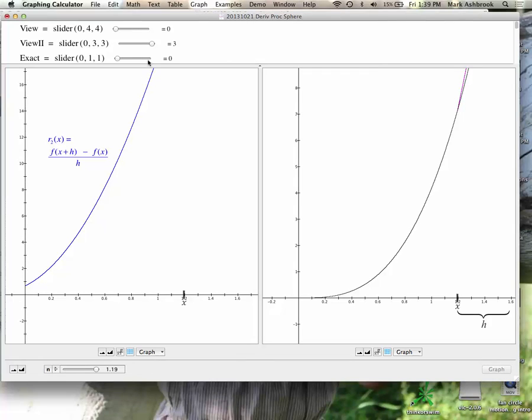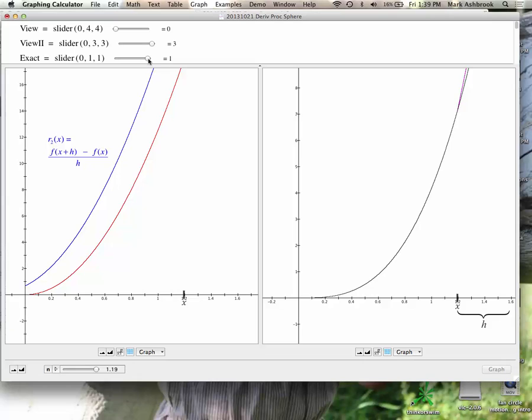I'll turn the exact back on again. There's the exact. That was the exact we found when we used the left approach. Okay, so that blue one over there to the left is the approximate rate based on this new version with an h of 0.4.